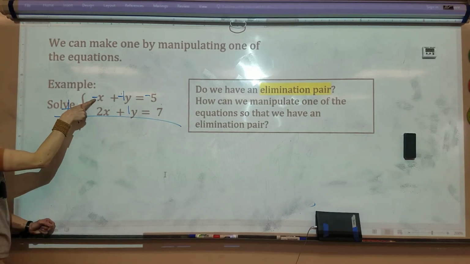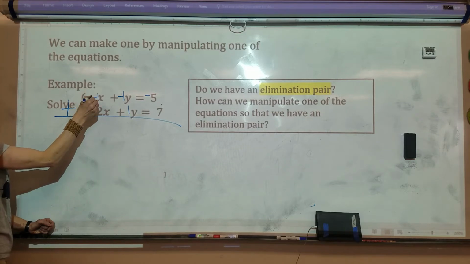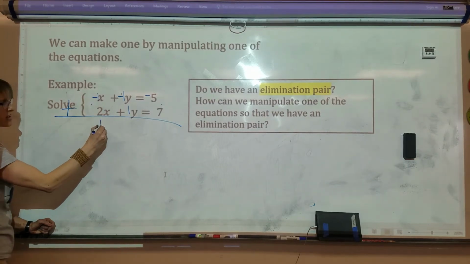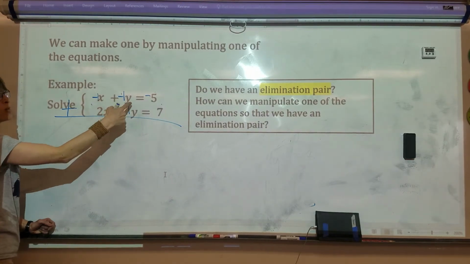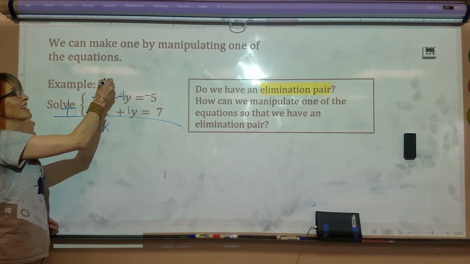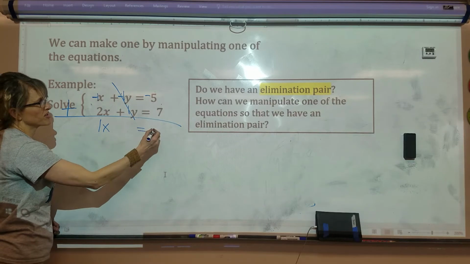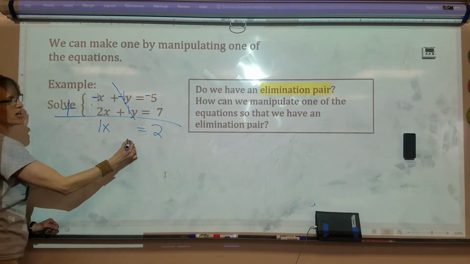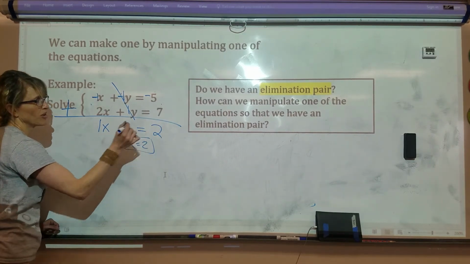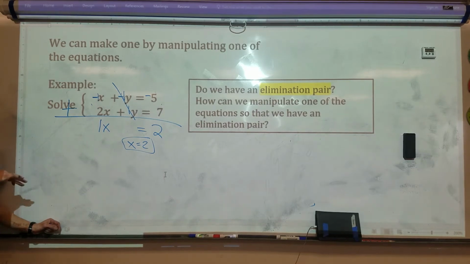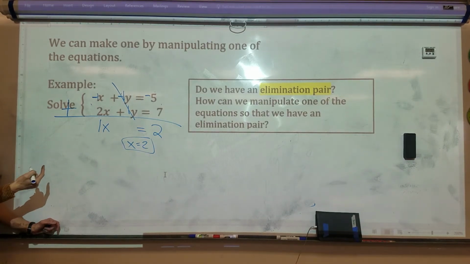I have negative x plus 2x, there's a 1 right there. Negative 1 plus 2 would be positive 1x. Negative 1y plus 1y eliminates. There's my elimination pair. Perfect. Negative 5 plus 7 is 2. And in one step, I just found out that x equals 2. That's why most of my students, after they learn all the methods, they love the elimination method.